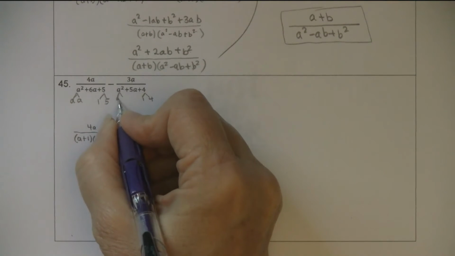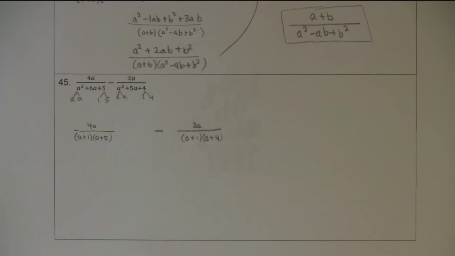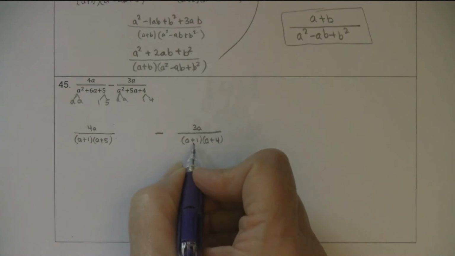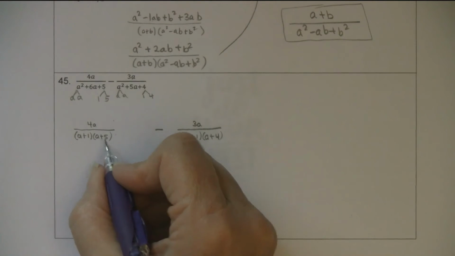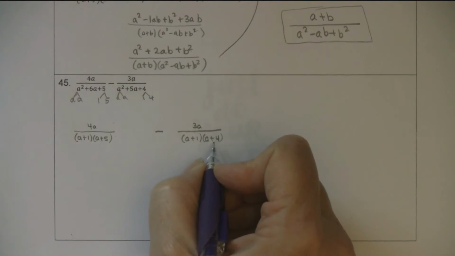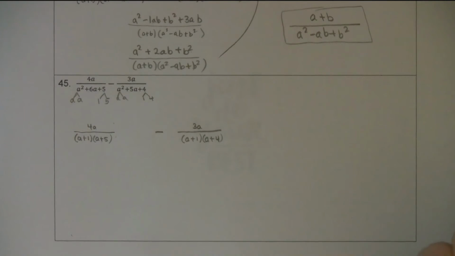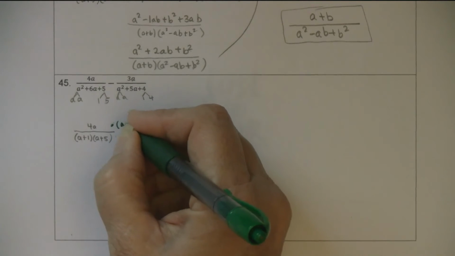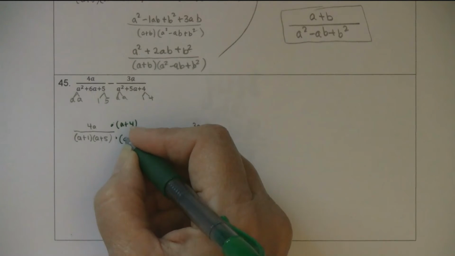And these are like next door neighbors, and they want to have exactly the same denominator, right? And this guy looks over at his neighbor and he says, hey, we both have an a plus 1, so we're equivalent there, but we don't both have an a plus 4, and I'm missing an a plus 4. So that's what you want to do to this one, is you want to multiply it by a plus 4 in the numerator and also in the denominator.